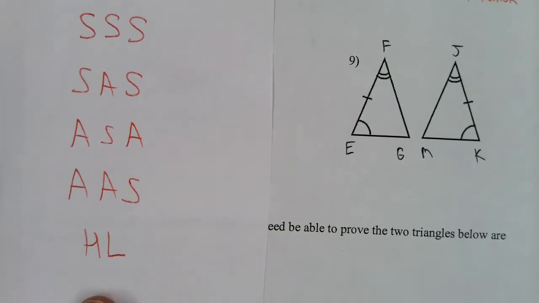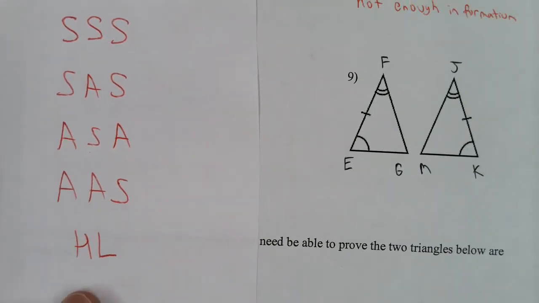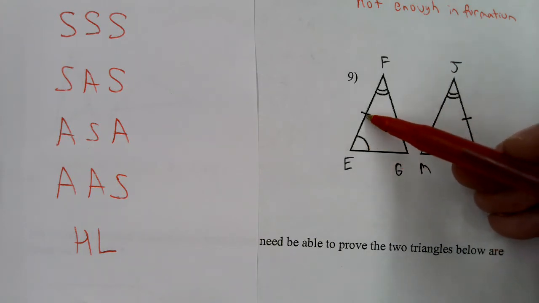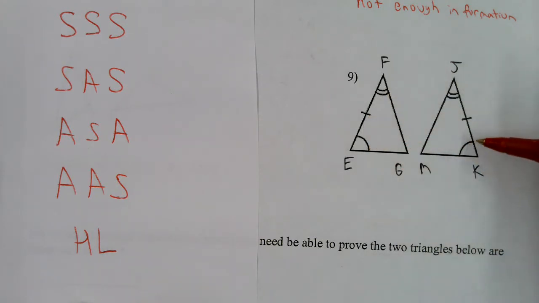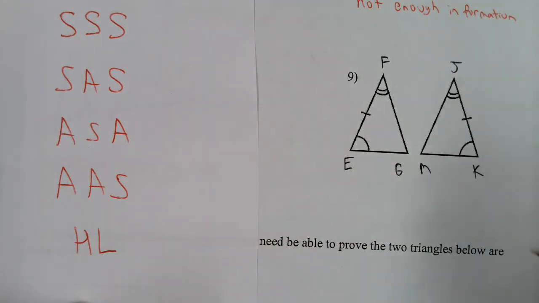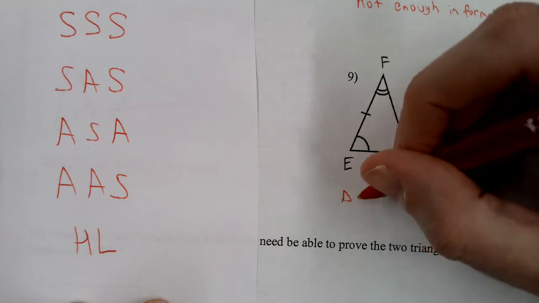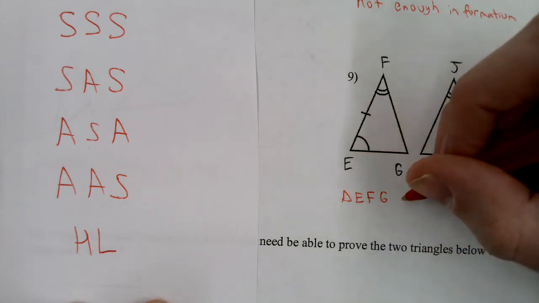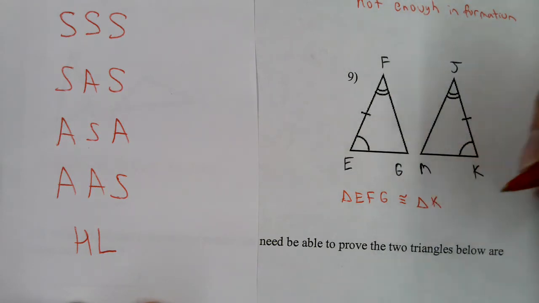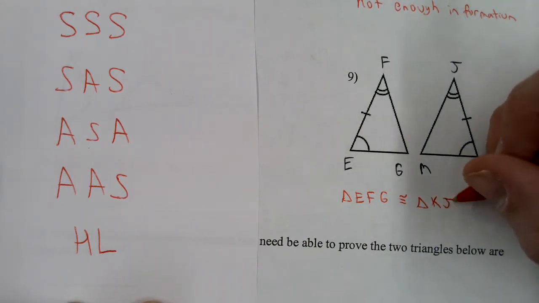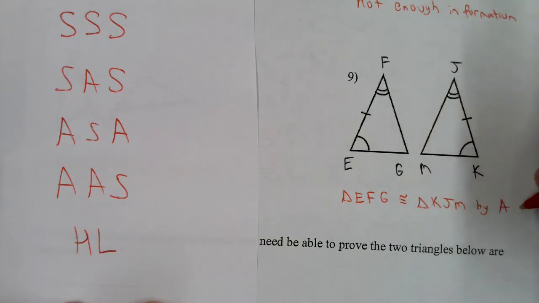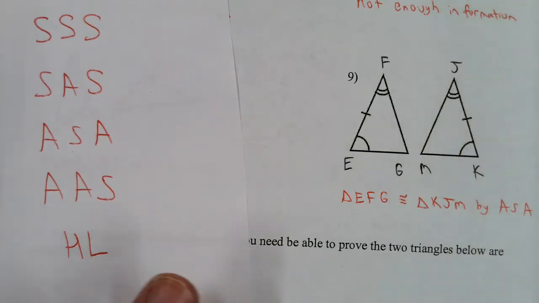And number 9, does that match any of our criteria? Pause the video if you need to. Angle, included side, angle. So angle, side, angle. So triangle EFG. E corresponds to K. F corresponds to J. G corresponds to M. Again, that one was angle, side, angle.